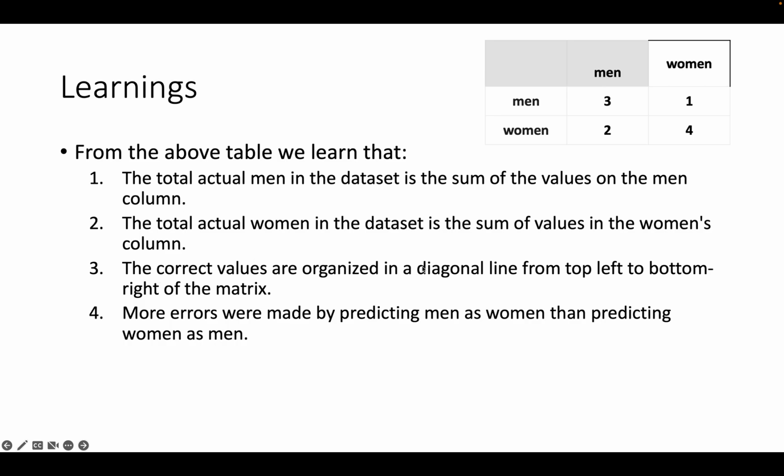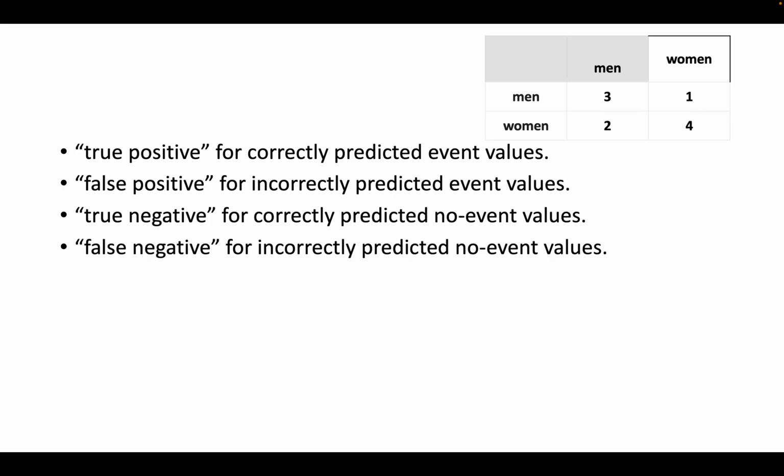The correct values are organized in a diagonal line. I said the correct values on the diagonal are 3 and 4, from top left to bottom right. More errors were made by predicting men as women than women as men, as you can see. More errors occurred when men were predicted as women, fewer errors when women were predicted as men, just one. So now comes the concept that we discussed earlier: true positive for correctly predicted event values, false positive for incorrectly predicted event values, true negative for correctly predicted no event values, false negative for incorrectly predicted no event values.